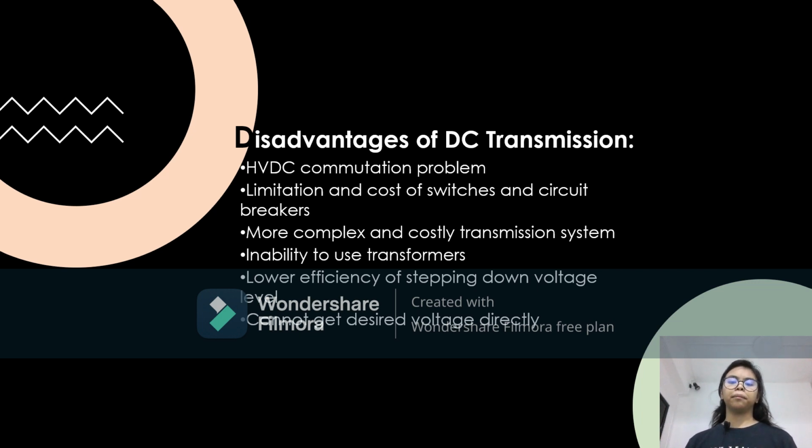Due to commutation problems, electric power can't be produced at high DC voltage. There is a limitation of DC switches and circuit breakers, and they are costly too. DC transmission system is more complex and costly as compared to the AC transmission system.